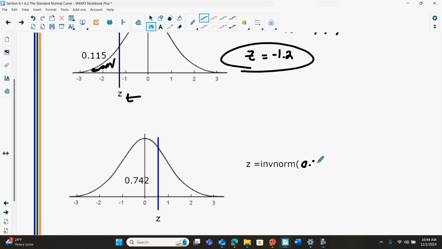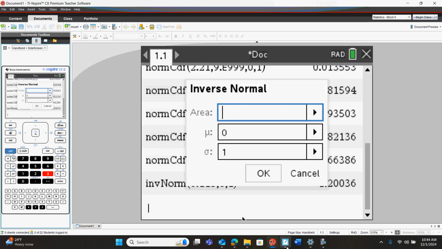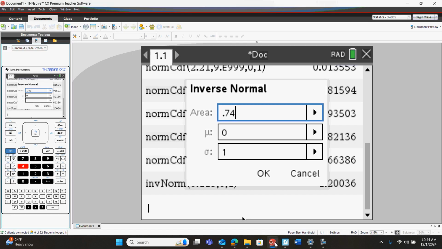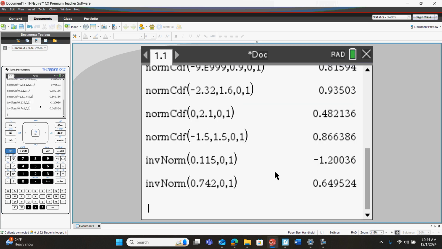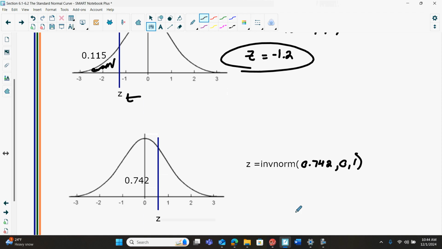So we're doing inverse norm of 0.742, 0, 1. So menu 553. The area to the left is 0.742, then 0, 1. And that's going to be a z-score of 0.64. We'll round that to 3 decimals: 0.65. All right, and that's about right.